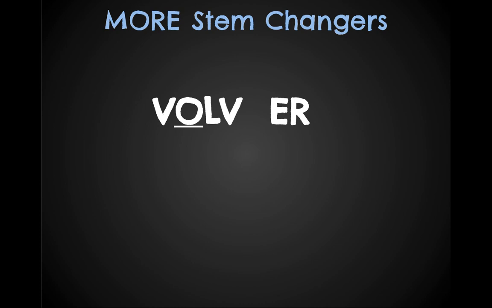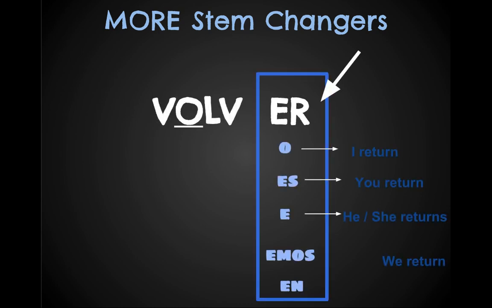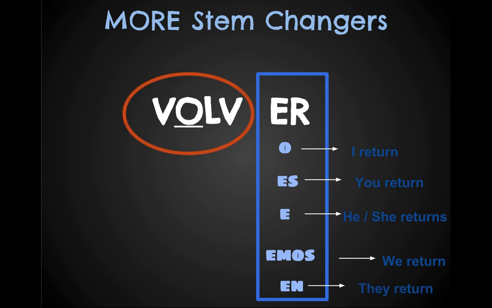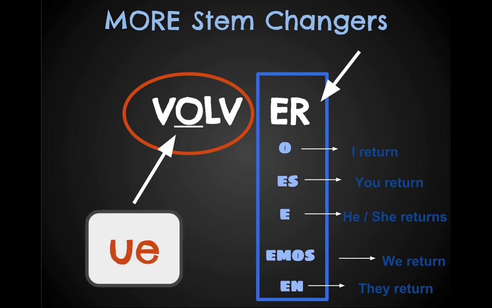Copy down the drawing that I have on the screen as I explain how it works. You've got the verb volver, which means to return or to come back. And in order to use it in a sentence, we have to change the ending, just like we're used to. But our second step is going to be to change the stem. That O is going to become a UE. It's going to happen in every form except for the nosotros and vosotros forms.